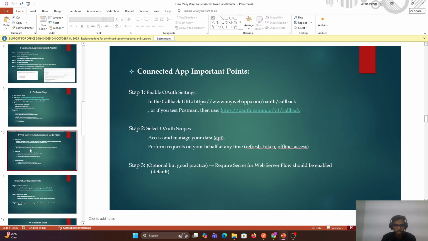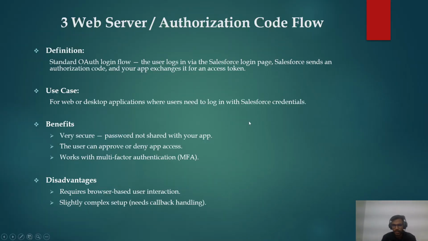Now the third one is the web server authentication code flow. This is the third flow to get the access token. The definition of this flow: the standard OAuth login flow. A user logs in via the Salesforce login page, Salesforce sends an authentication code, and your app exchanges it for the access token.